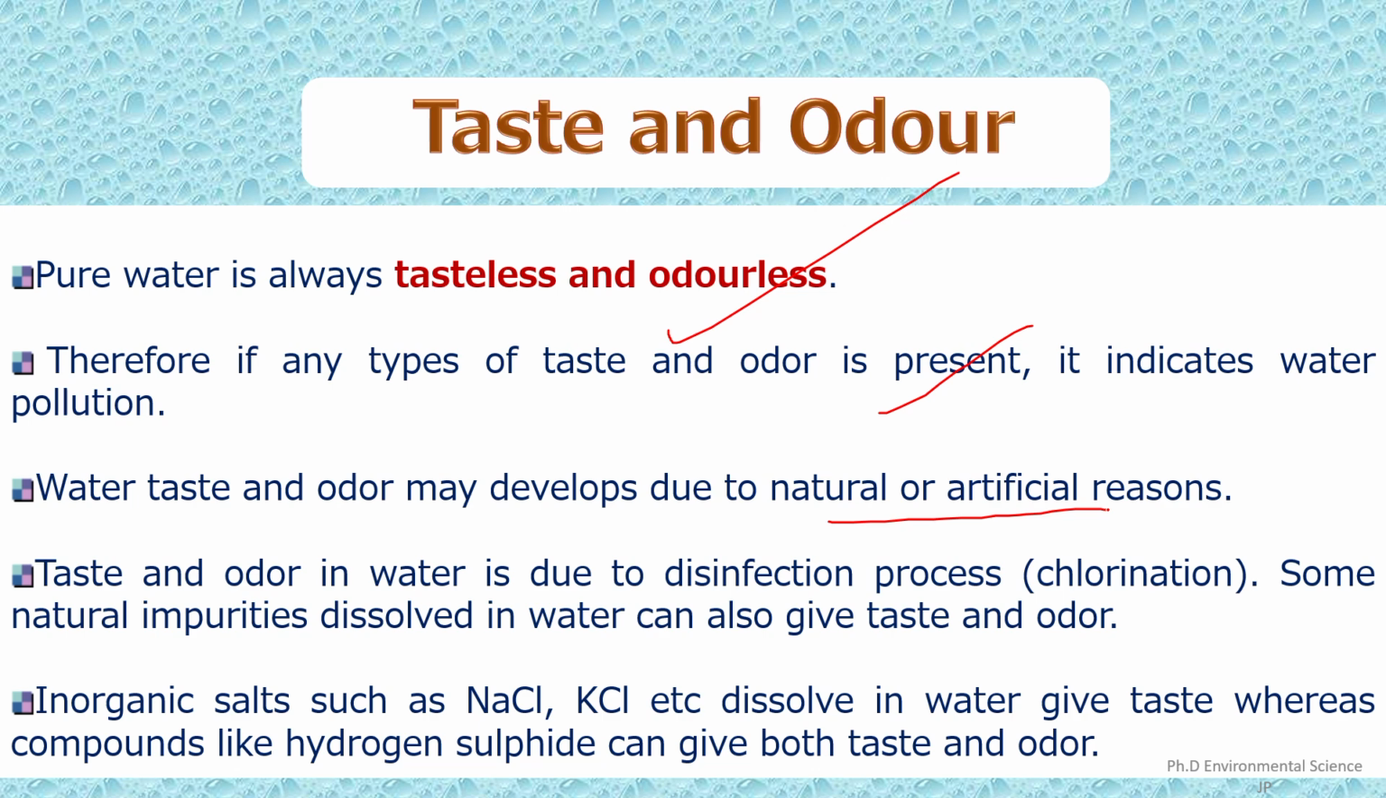Natural impurities dissolved in water can cause taste and odor. These impurities might include organic matter from decaying vegetation or algal blooms, which release substances that affect the water's sensory characteristics. Then artificial reasons. Human activities can introduce pollutants into water sources, causing taste and odor issues. This includes industrial discharges, agricultural runoff, or improper disposal of chemicals.